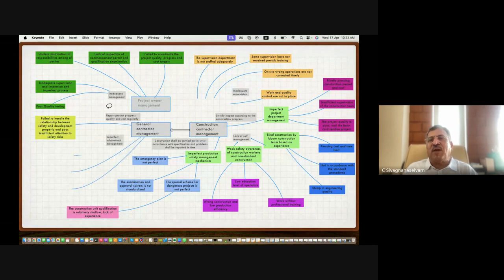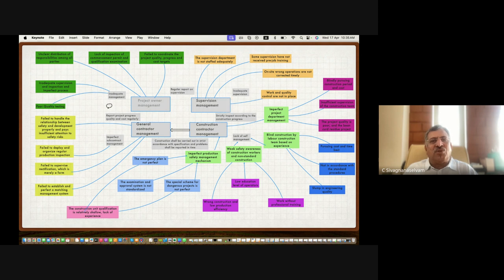Because of the project managers. Suppose there is an imperfect project department management. The construction contractor also needs to have his own management team. Whatever instruction you and I are giving, who is going to execute? The contractor is going to execute.